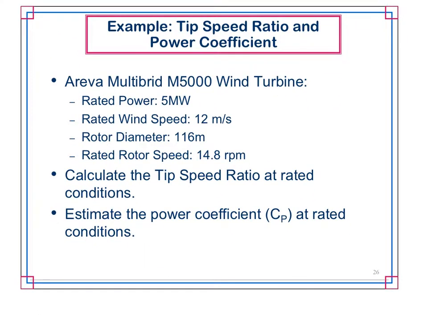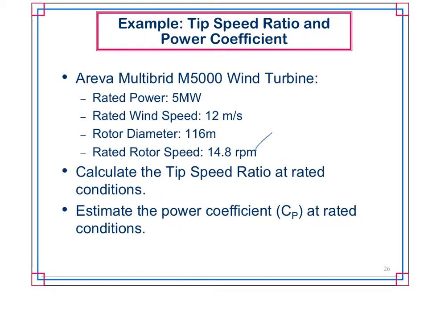So let's take a look at an example, a Repower MultiBird 5 megawatt machine. It's going to produce 5 megawatts at a pretty high rate of wind speed, so 12 meters per second. Its rotor diameter is 116 meters, and its rated speed, as to when it puts out 5 megawatts, is only 14.8 RPM. So based on the fact that it's running at 14.8 RPM, and we know what the rotor diameter is, we can calculate what the tip speed ratio is going to be at a specific wind speed. And when we know that, we can actually calculate what our power coefficient is going to be.